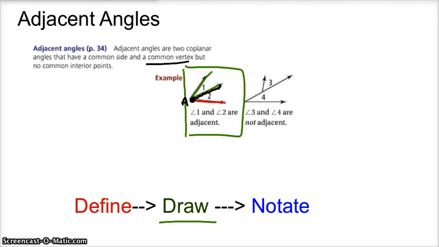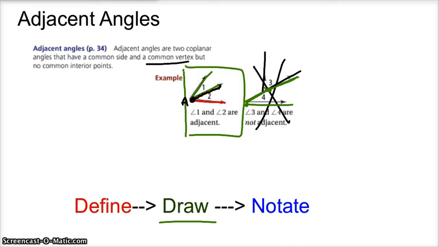So 1 and 2 are next to each other, they're directly touching, they're sharing that vertex, and they're sharing that side. This example over here really isn't an example because angle 3 and angle 4, while they have part of a side in common, need to have an entire side in common, and their vertices are in two different locations.